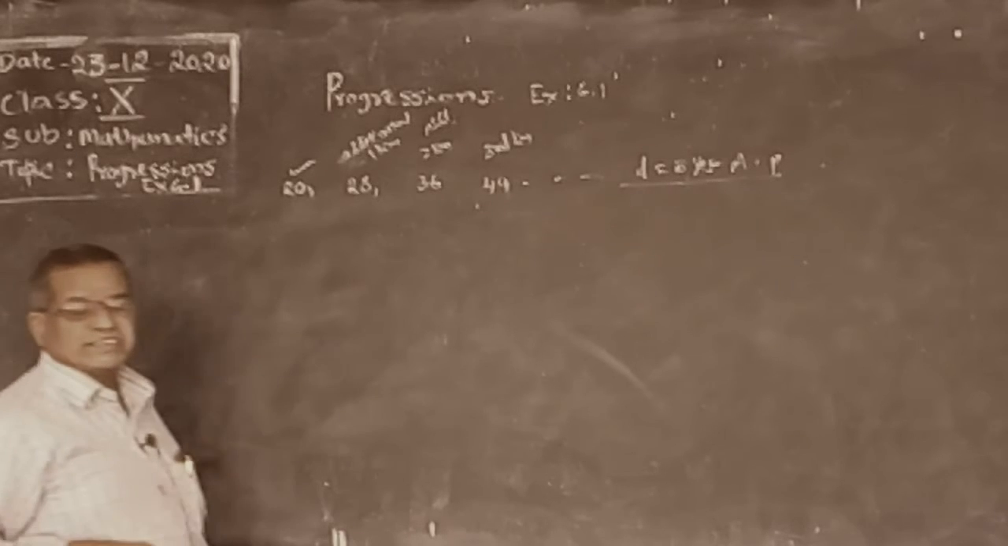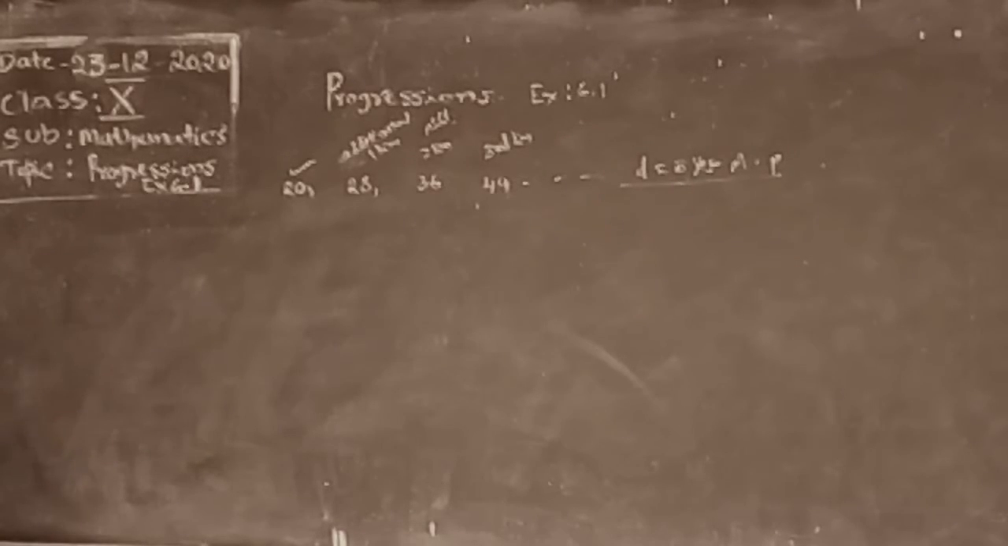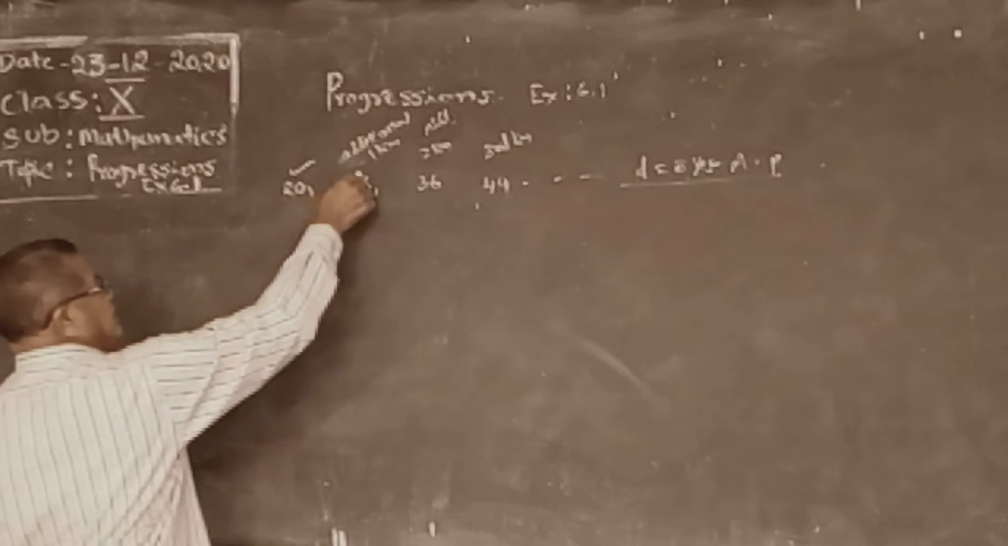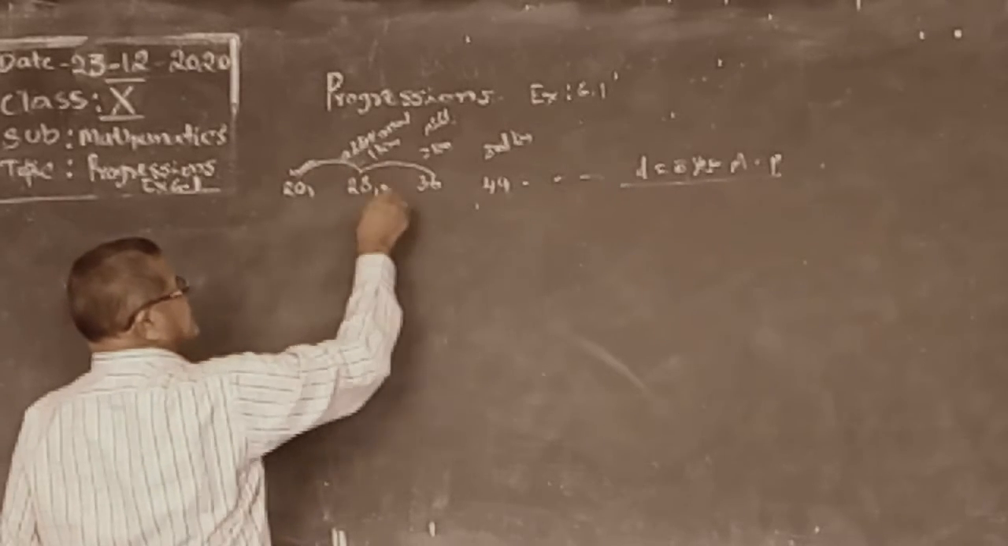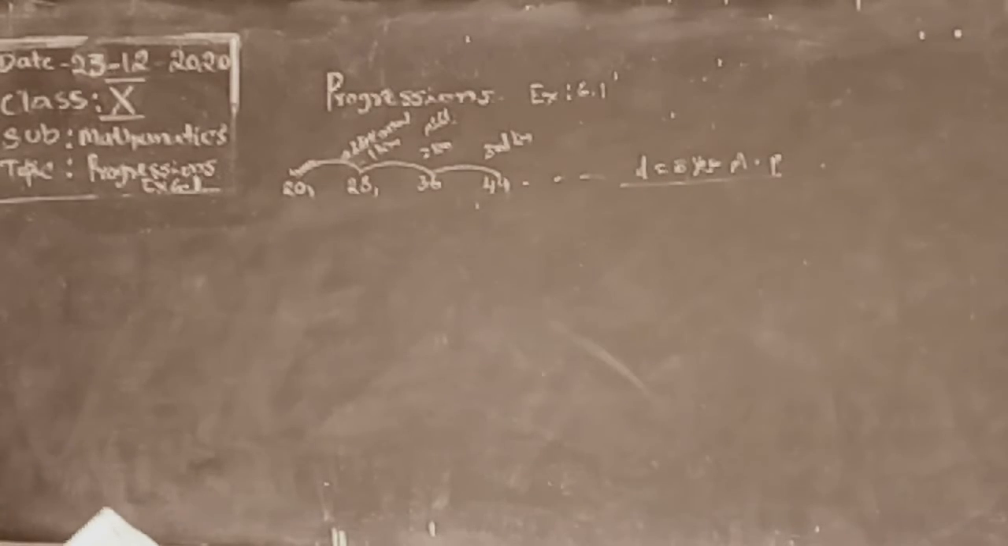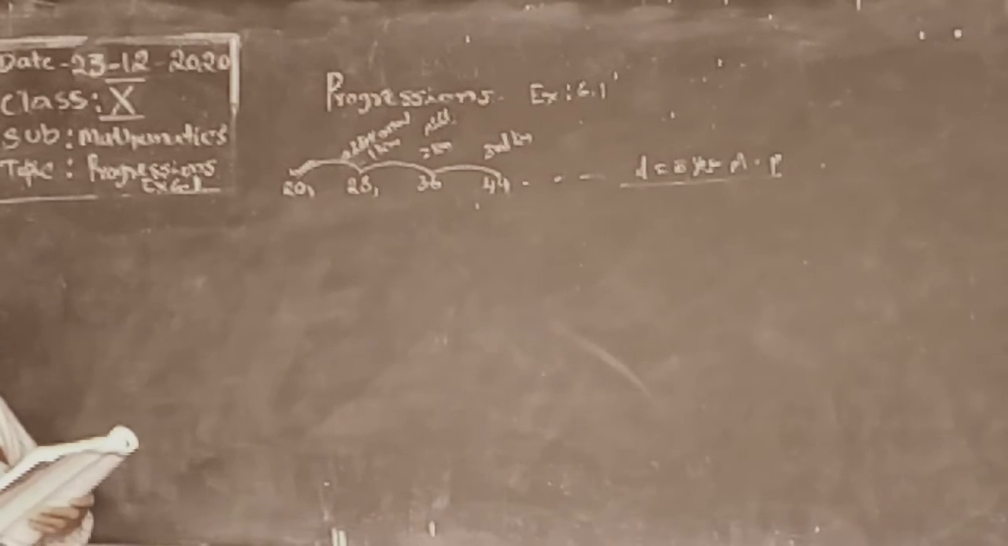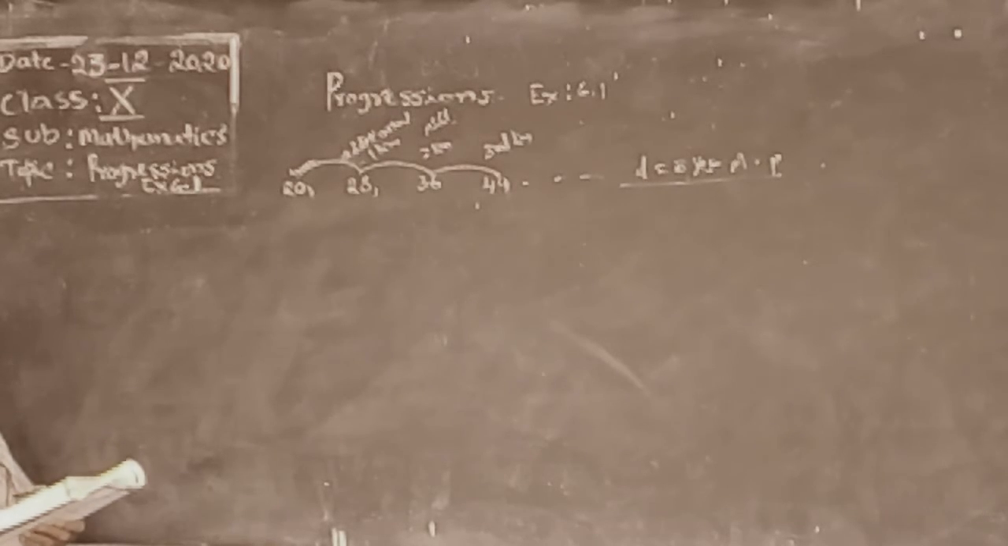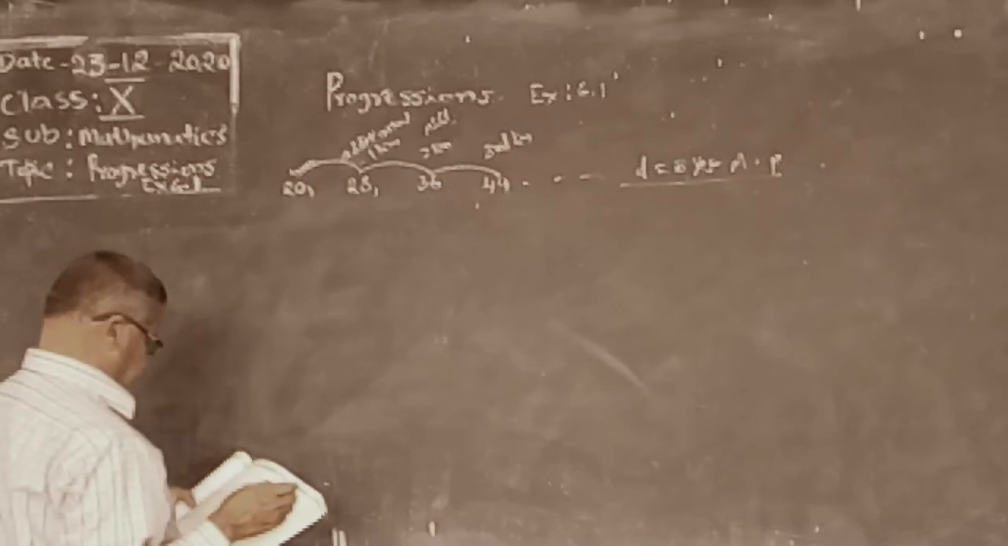Your common difference is the same. The fixed number is the same. 28 minus 20 is 8, 36 minus 28 is 8, 44 minus 36 is 8. So this is AP.